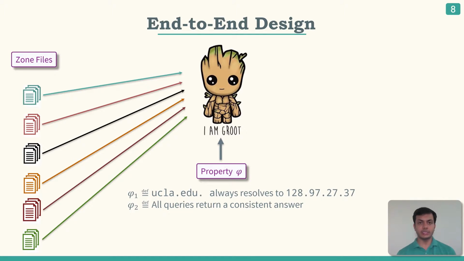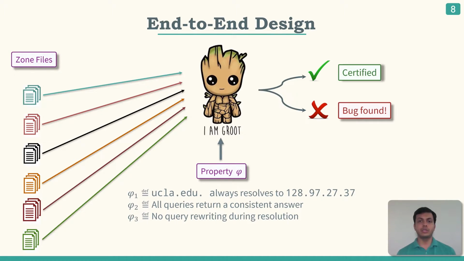It is common in DNS to receive the information for a domain name from different servers, so the operator wants to ensure that the user gets the same answer irrespective of the server that he contacted. Or the other property could be the one we saw earlier, that no query loops during the resolution process. Given this property and the zone files as input, GRoot either says that the property holds or provides counterexamples that violate the property.